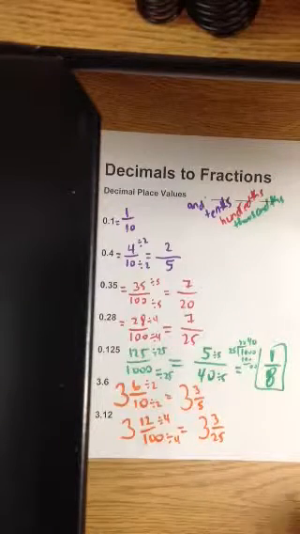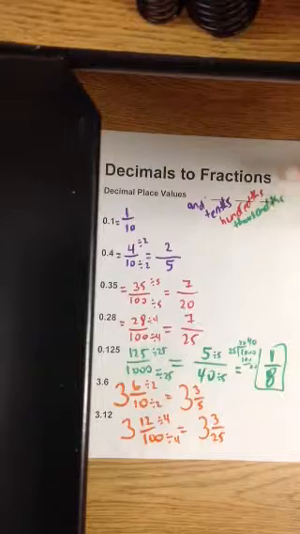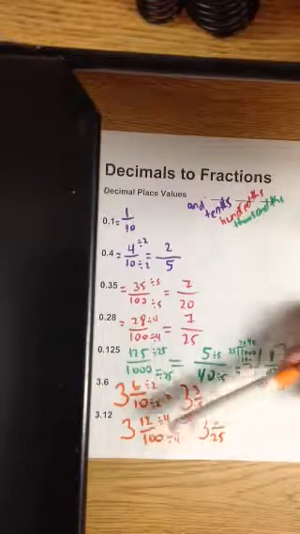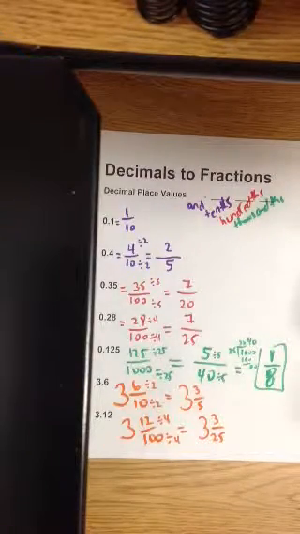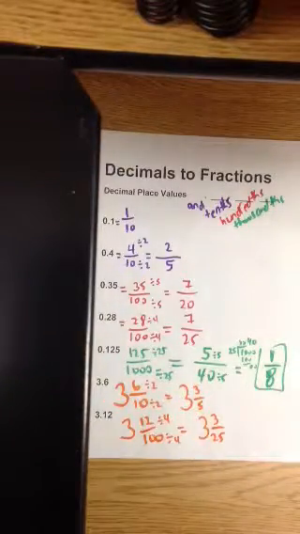3/25. So in decimals to fractions, the main thing you need to know is your decimal place value. Once you write it as a fraction, most likely you will need to simplify it. So this is the study of decimals to fractions.